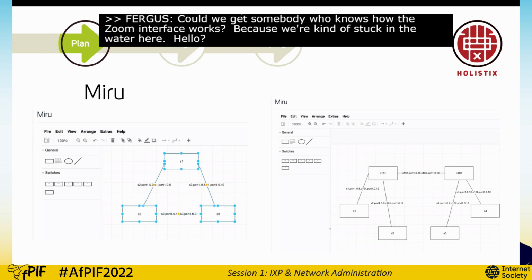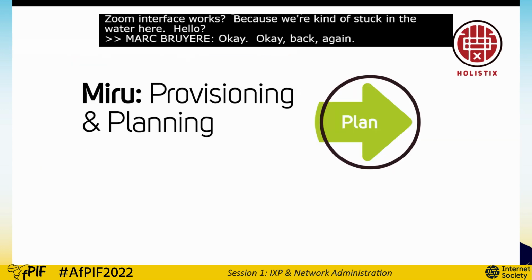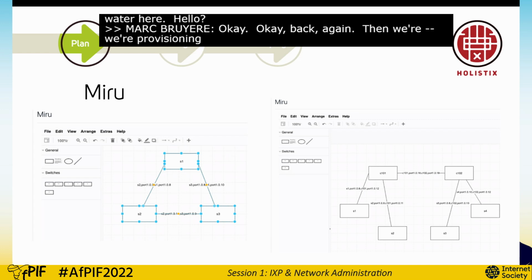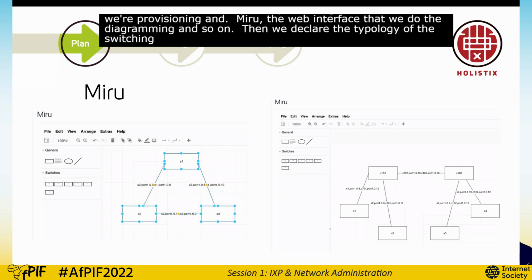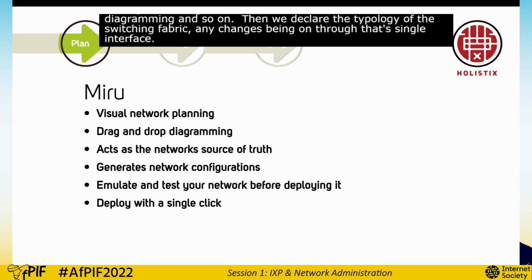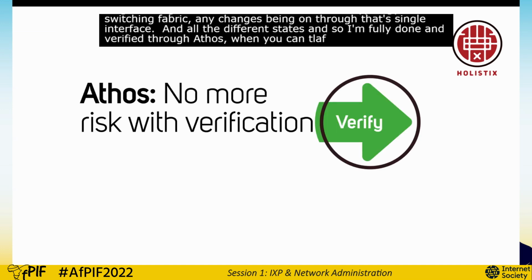Okay, back again. Then we're revisioning and so on before Cerberus. Then we mirror the web interface where we do the diagramming and so on. Then we declare the topology of the switching fabric, and any changes are done through that single interface. All the different states are fully verified through Atos, so you can actually verify every state before going to production.